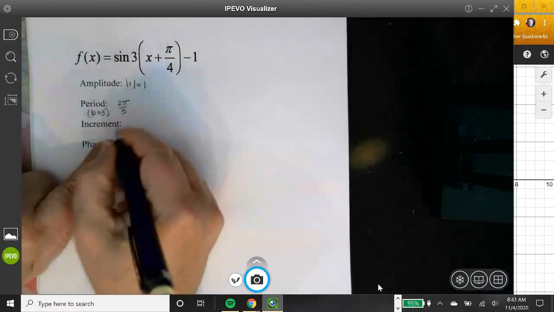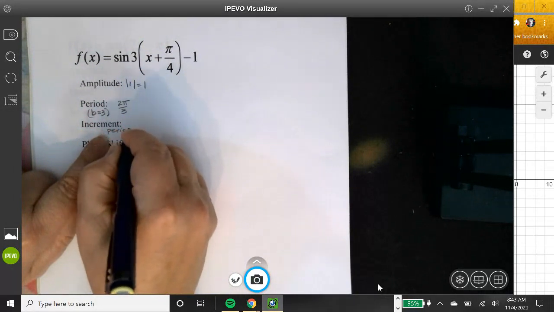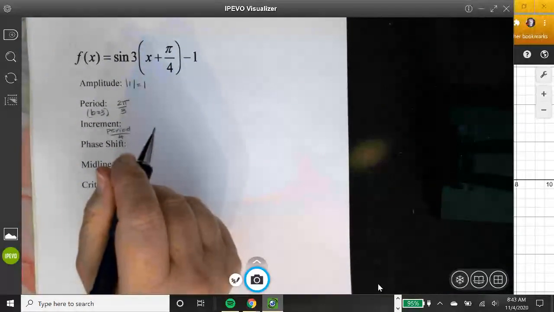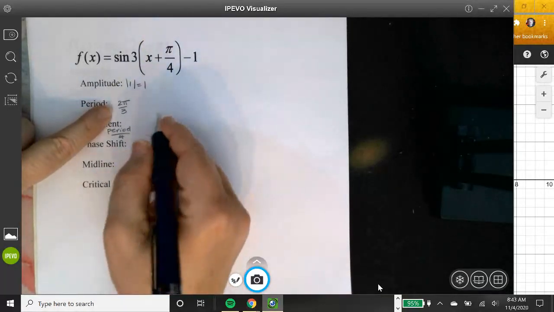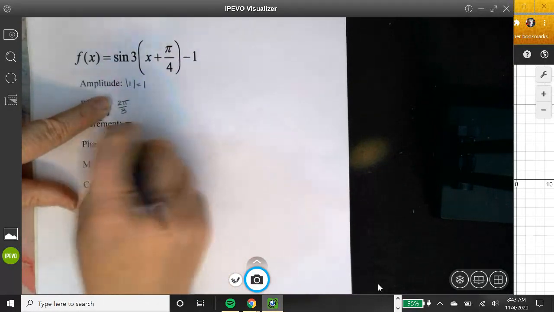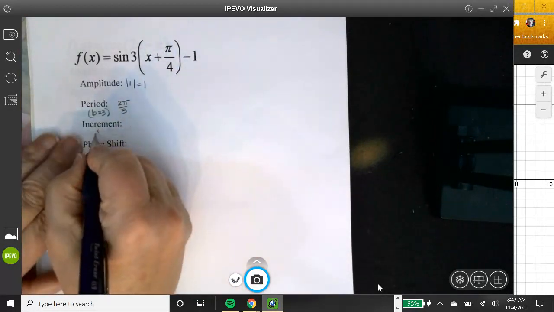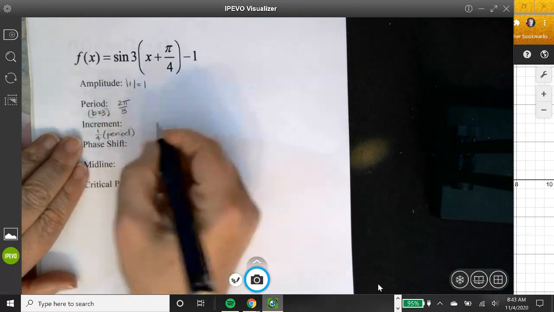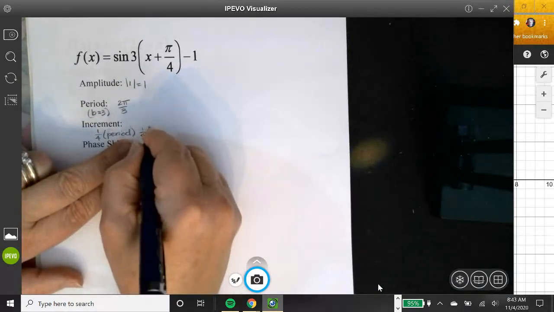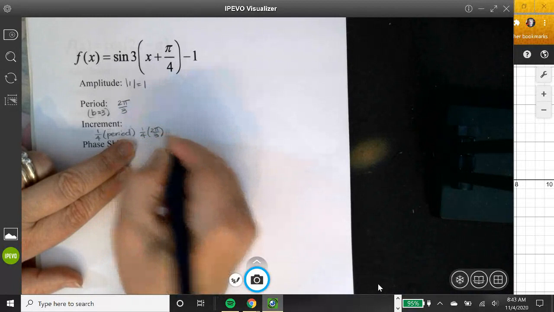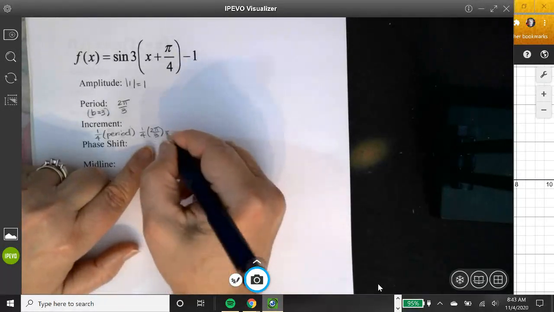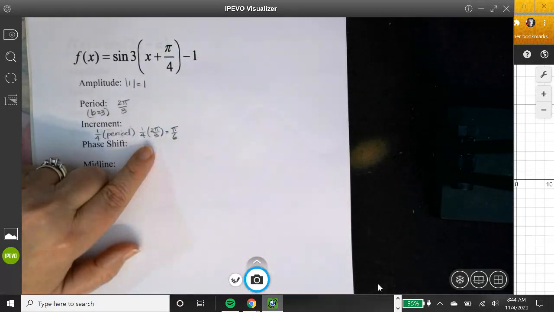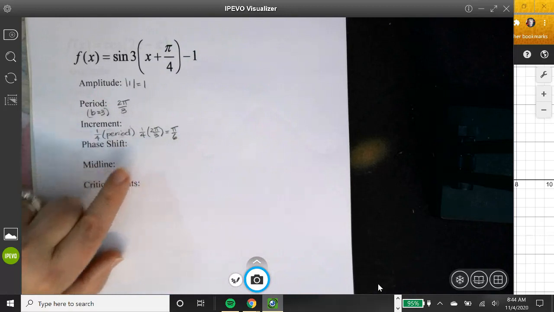Okay, now the increment is going to be the period over 4, which sometimes drives students a little bit crazy. So when I have a fractional period like this, instead of the period over 4, that's the same thing as going 1/4 of the period, right? It's the same thing as multiplying it by 1/4. So I'm going to take 1/4 and multiply it by 2 pi over 3, which is going to be 2 pi over 12, which is pi over 6. That way I don't have to keep flipping fractions.